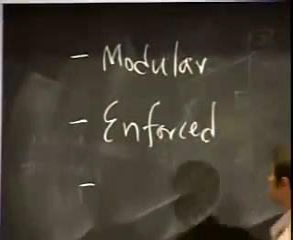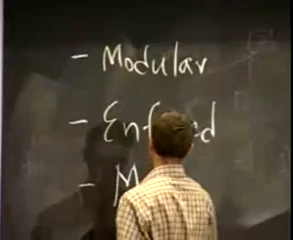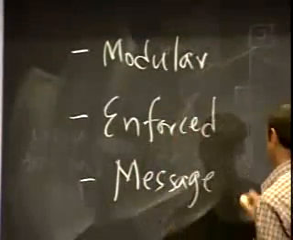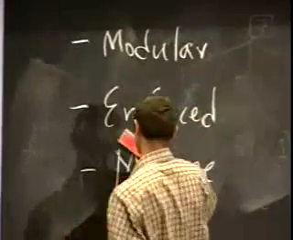And the third property of this kind of modularity is something I've already mentioned. It relies on the message abstraction, actually the communication path abstraction.